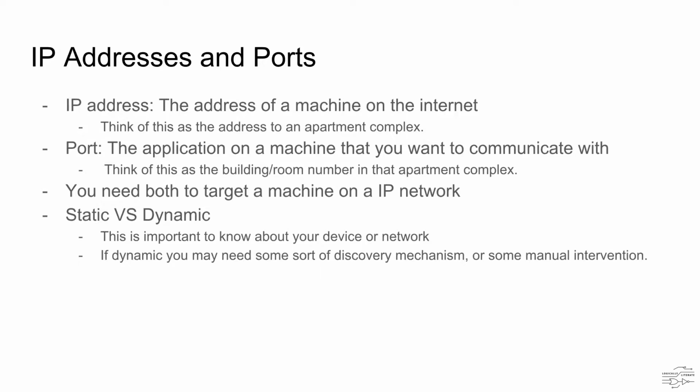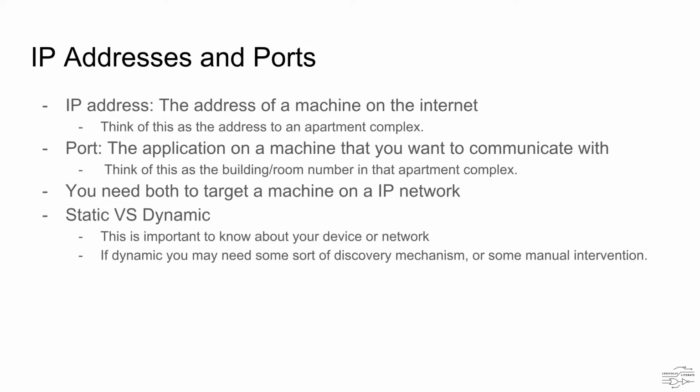So when you create a program and you run it on a machine, you listen on a specific port such that when a request comes in for that port, it gets forwarded to the correct program running on that machine. You'll need both of these to target a specific process on a machine on an IP network.